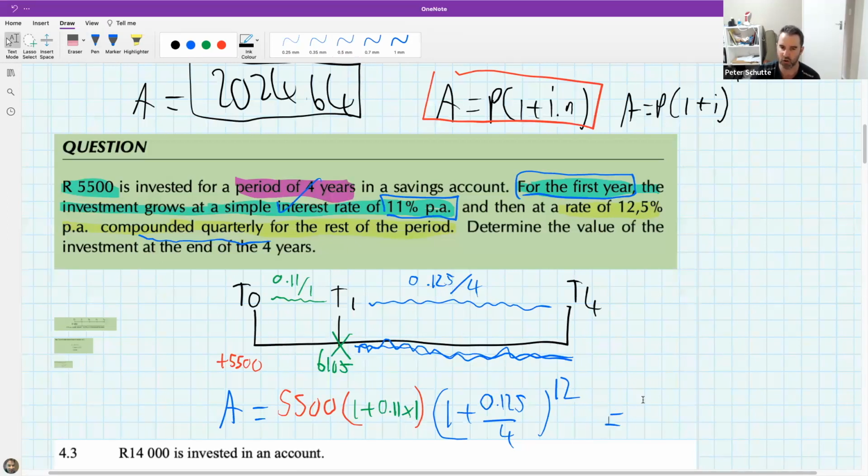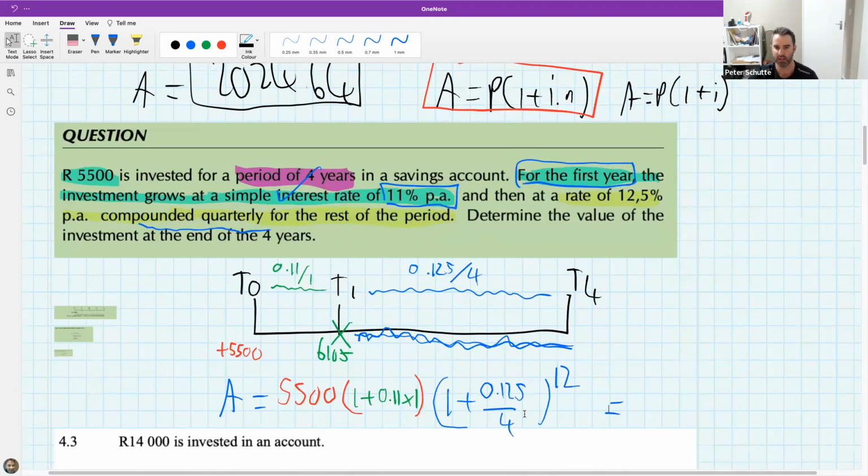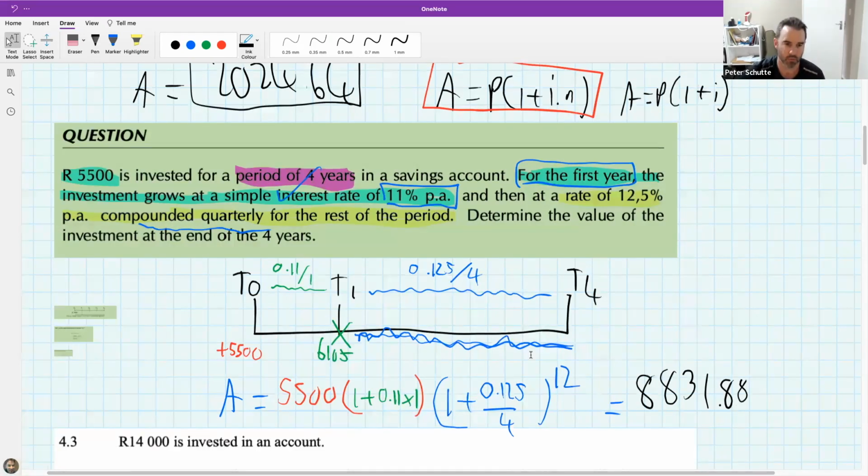So what is my final answer going to be? I do the first bit, I hit equals, and then I times it by the blue bit. What is my answer for the end of the 4 years? How much money is sitting in the bank account? I see that Teboho and Trishan and Puti have all put answers in, and they get 8831.88. We can even check the answer down here, but that looks very correct to me.